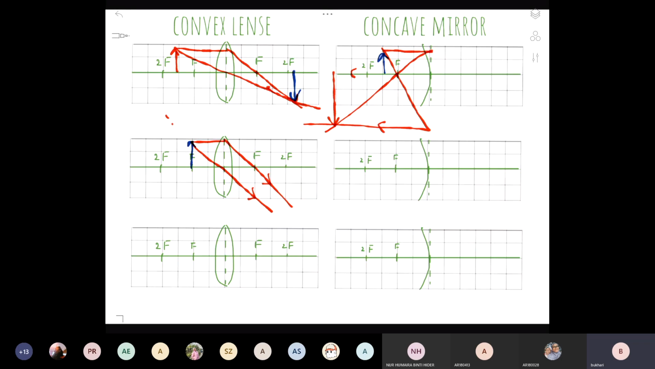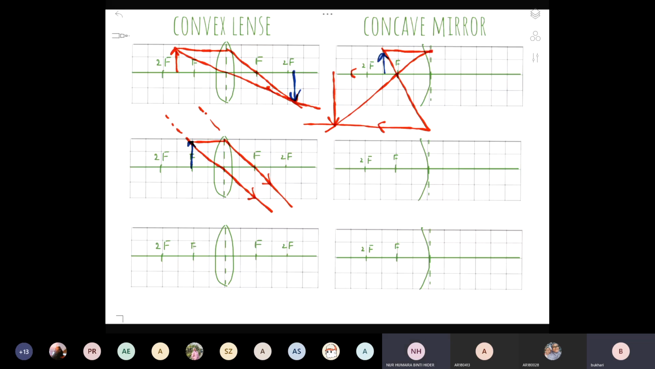So you try to draw another line backward like this. You still cannot see any intersection. So what we call here is the image is virtual because the image cannot be formed. So the image is virtual.